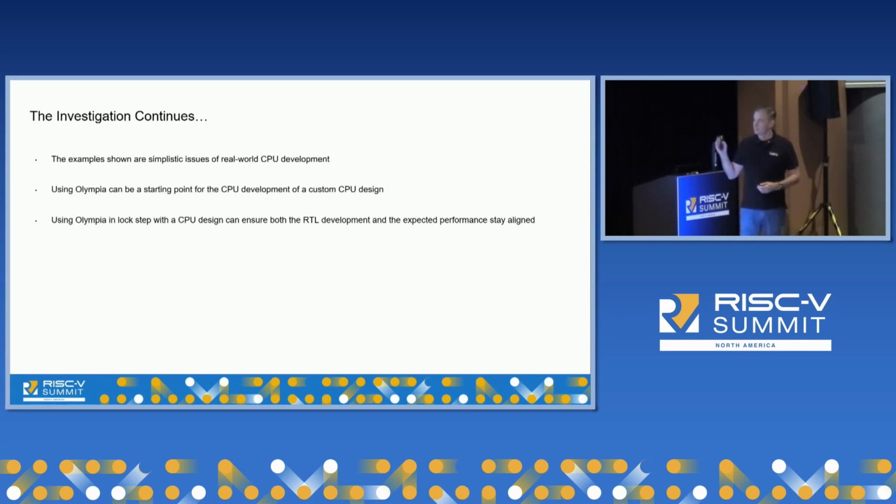So using Olympia with this lockstep and CPU design, you can make sure that the RTL that you're trying to build represents what you are telling your customers, for example, out of the performance model. This is what we're planning on doing. This is what we're planning on making. You can keep the RTL in lockstep with what you're doing.